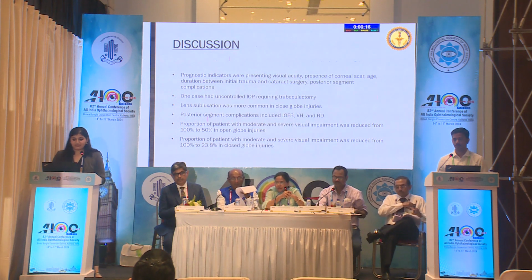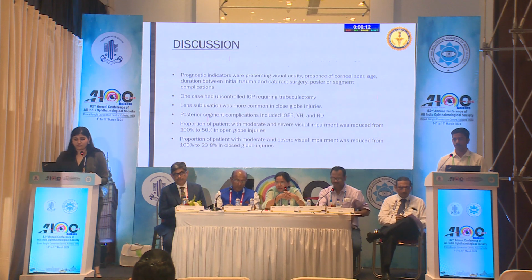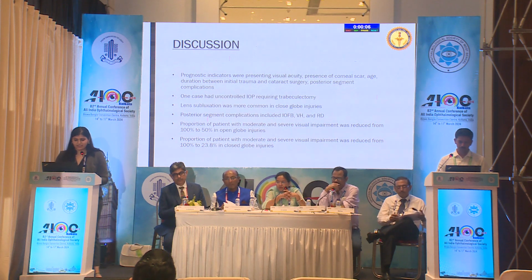Prognostic indicators were presenting visual acuity, presence of corneal scar, age, duration between initial trauma and cataract surgery, and the posterior segment complications. One case had uncontrolled IOP that required trabeculectomy later. Lens subluxation was more common in closed globe injury, and posterior segment complications were also noted.